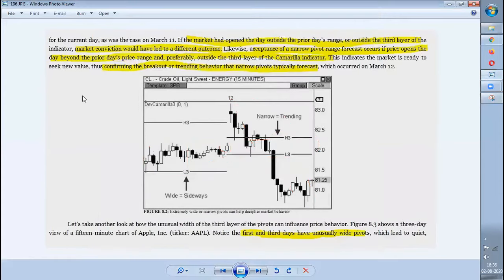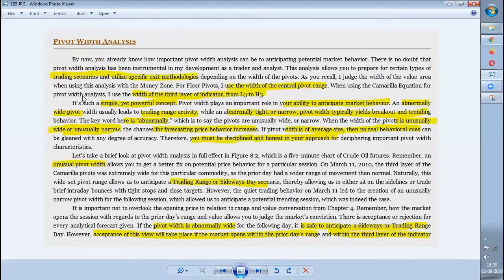So the Camarilla pivot tells us that if the range is going to be very, very narrow, range in the sense the price movement from low to high for the previous day is very, very narrow, then the next day's pivot width will be very, very narrow. If the pivot width is very, very narrow, then you can anticipate that the market is going to break the resistances or break the support and be a trending day.